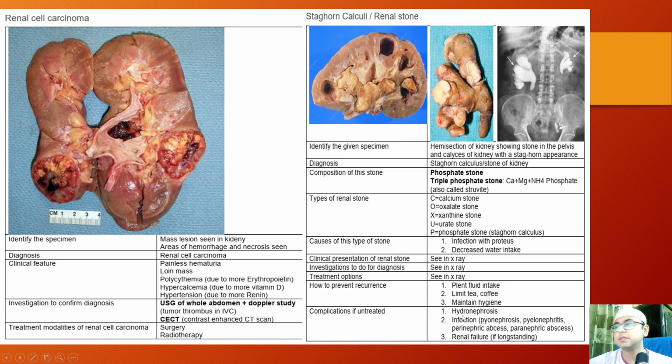So complications if untreated: hydronephrosis can happen, because if any stone obstructs the pelvis or major or minor calyx, it can cause impairment of excretion. That's why backflow pressure is raised and the kidney becomes enlarged, and this situation is called hydronephrosis. And infection, pyonephrosis, pyelonephritis, perinephric abscess, paranephric abscess, etc., and also renal failure.